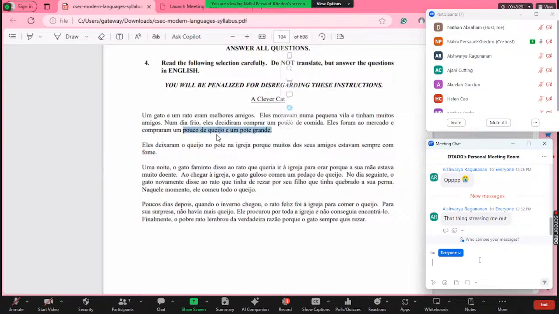Do you know what this is? What is queijo? Anybody? Cheese. And pote. What's pote? What does it look like? Most of these words are cognates. By looking at the word, what do you think it means? Pot? I don't know. They buy a big pot or a big bowl, right?